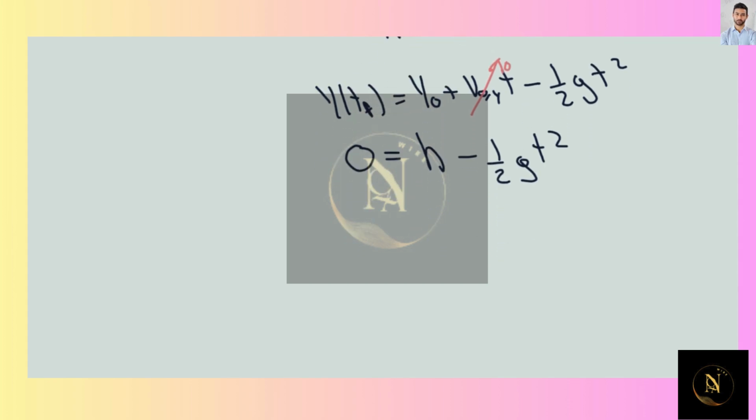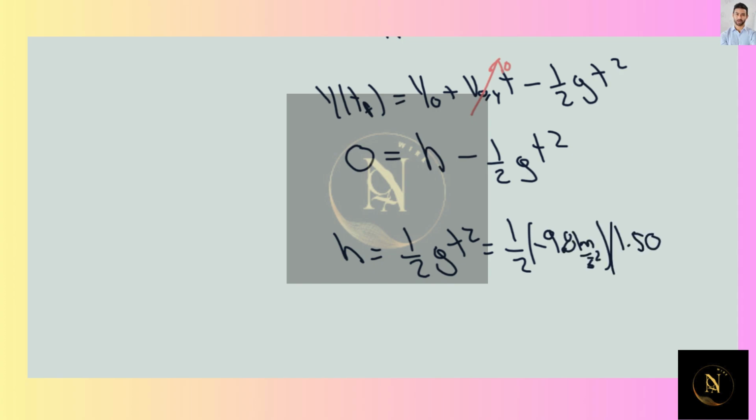In this case, the value for the height is going to be equal to 1/2 of gravity times t squared, which is going to be 1/2 of minus 9.81 meters per second squared multiplied by 1.5 seconds squared. The value for height thus is going to be over here without the minus because we already took it out from solving, and the value for height is going to be equal to 11.04 meters.